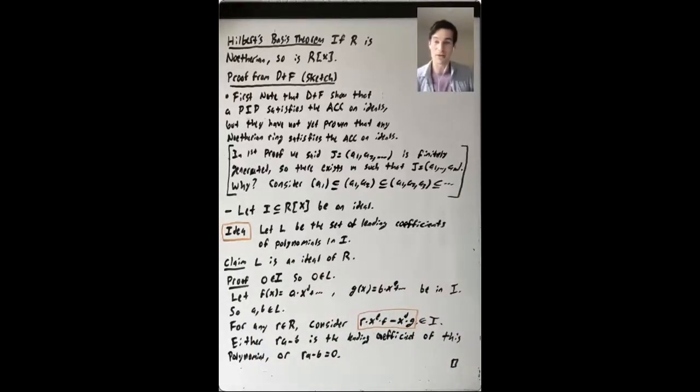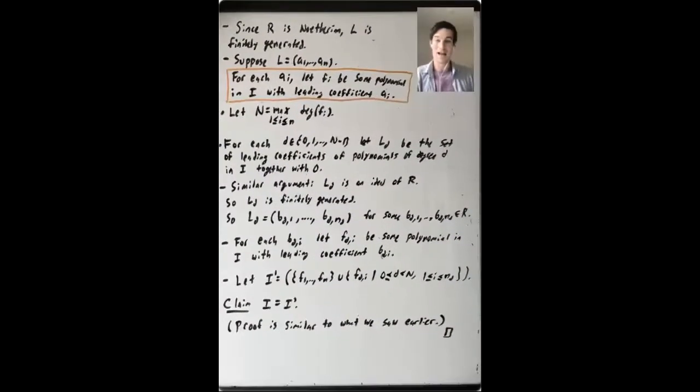Okay, so I'll pause and erase, and then I'll give you a pretty detailed sketch of the rest of the proof of Hilbert's basis theorem, the one that's given in Dummit and Foote, section 9.6. How does this argument in Dummit and Foote work? So we have this ideal I, and we've seen that if we take the set of all leading coefficients of polynomials in I, that forms an ideal L in R.